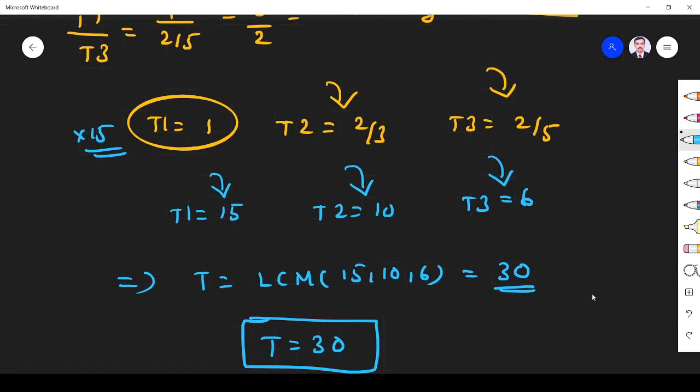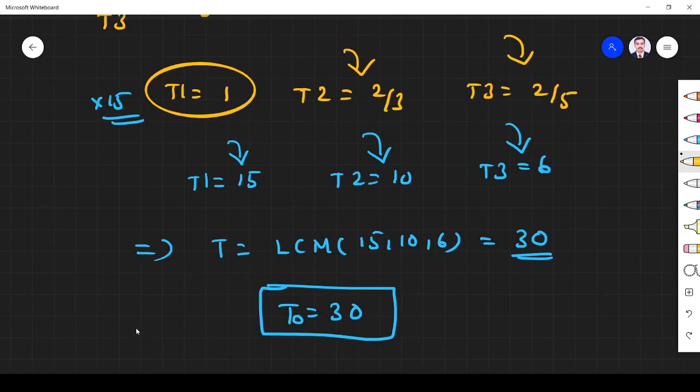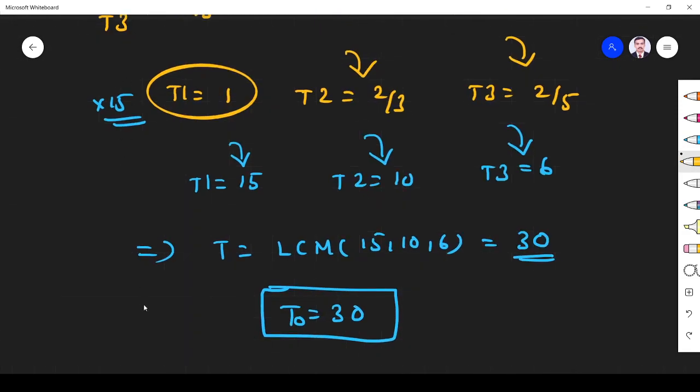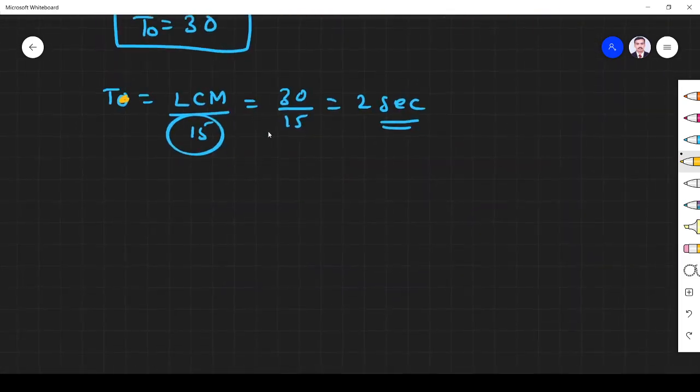So this is T0, the fundamental period. If you don't do any multiplication or manipulation here, the answer is direct and you don't need to divide by 15. Please understand it. Here we divide the LCM by 15 because I multiplied by 15, so that has to be removed.